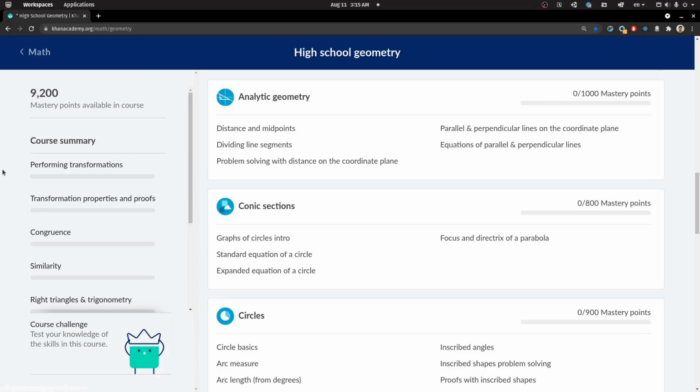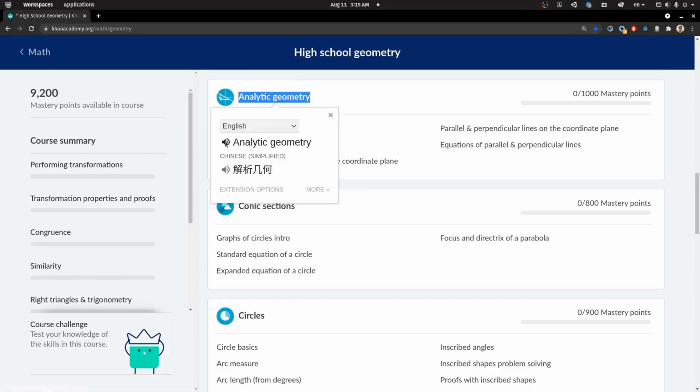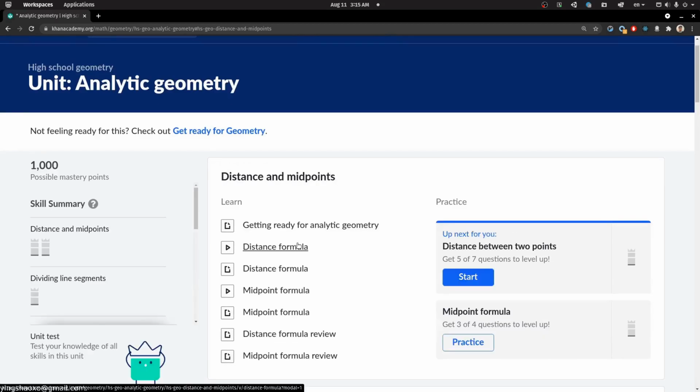Today we'll be learning analytic geometry. The first concept that we are going to learn is called the distance. It's just a method of calculating the length between 2 points. They have a formula for it.